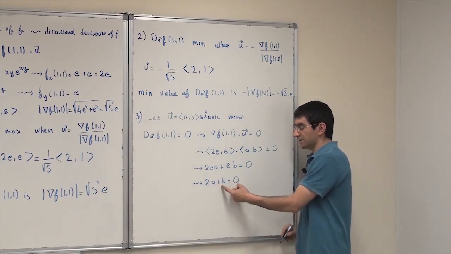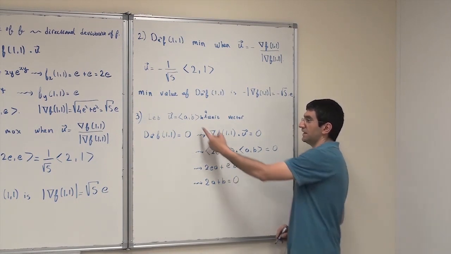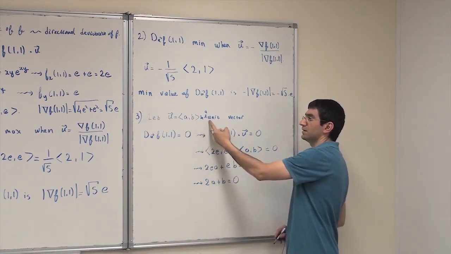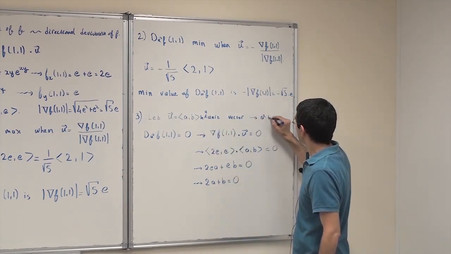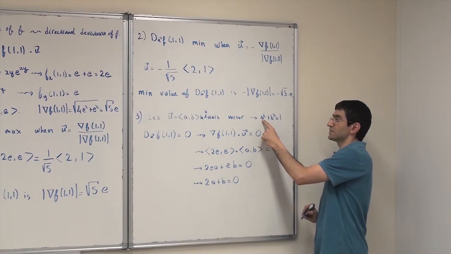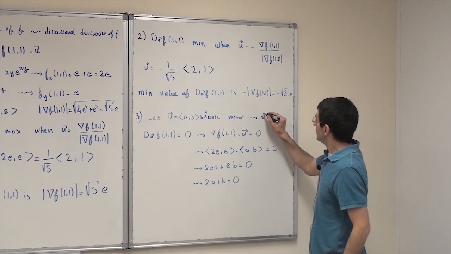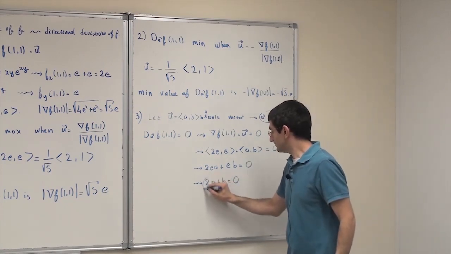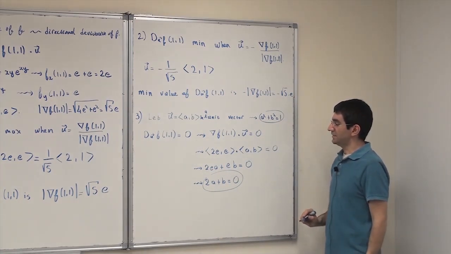Now, I need to find the values of a and b. So I have just one equation satisfied by a and b. I need one more equation, and I will get that equation from the fact that u is a unit vector, which means that the magnitude of u is 1, so a squared plus b squared is equal to 1. Using these two equations, we are going to find a and b.